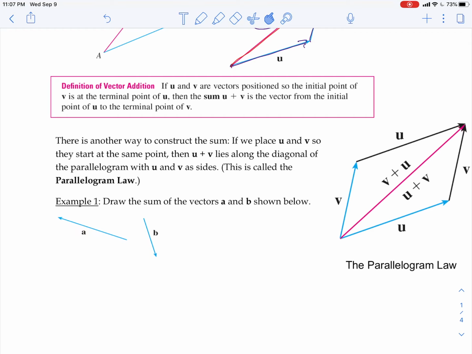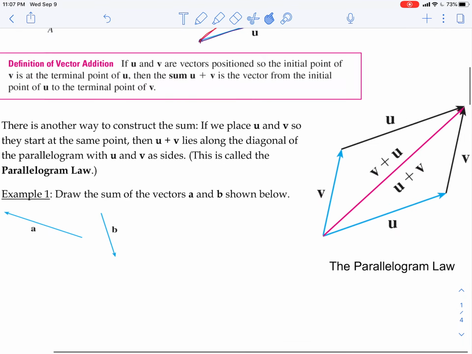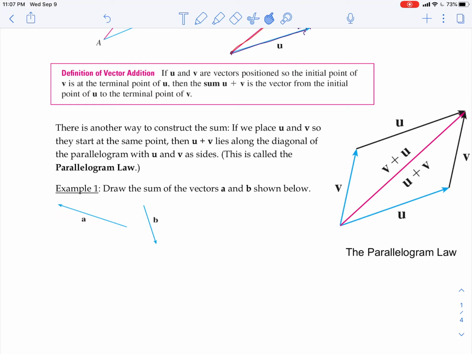There's another way to construct the sum. And usually this is not done a lot, but if you place u and v so that they start at the same point, then u plus v lies along the diagonal of the parallelogram with u and v as sides. Then it's called the parallelogram law. This is what we have over here towards the right. And so here you can also see the commutative property of vector sums. So the order really does not matter. We're still going to get the same vector length if we do v plus u or u plus v.